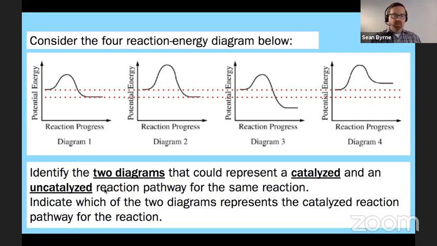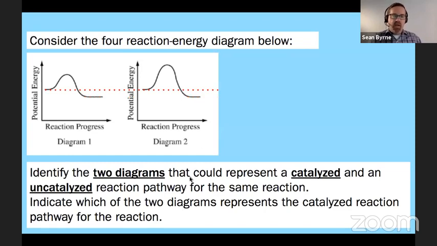And so to answer the first question, we would say diagram number 1 and diagram number 2 are the way to go. They are the ones that represent catalyzed and uncatalyzed reaction pathways for the same reaction.